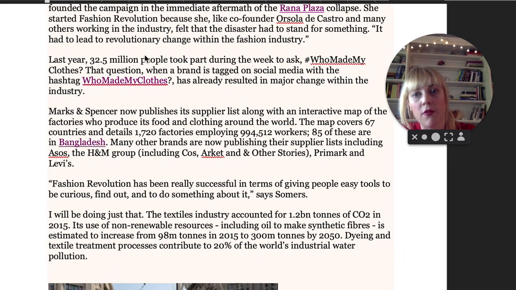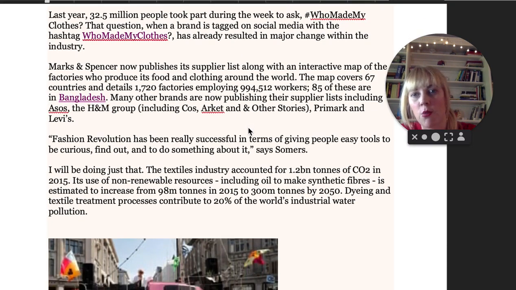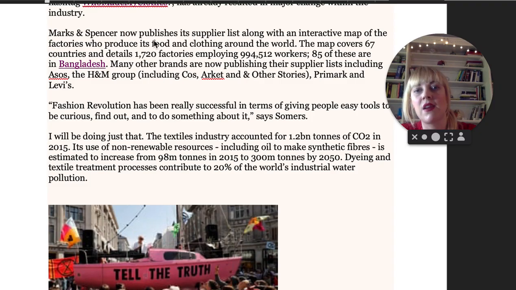Last year, 32.5 million people took part during the week to ask, who made my clothes? That question, when a brand is tagged on social media with the hashtag who made my clothes, has already resulted in major changes within the industry. Marks & Spencer's now publishes its supplier list, along with an interactive map of the factories who produce its food and clothing around the world. The map covers 67 countries and details 1,720 factories employing 994,512 workers. 85 of these are in Bangladesh.